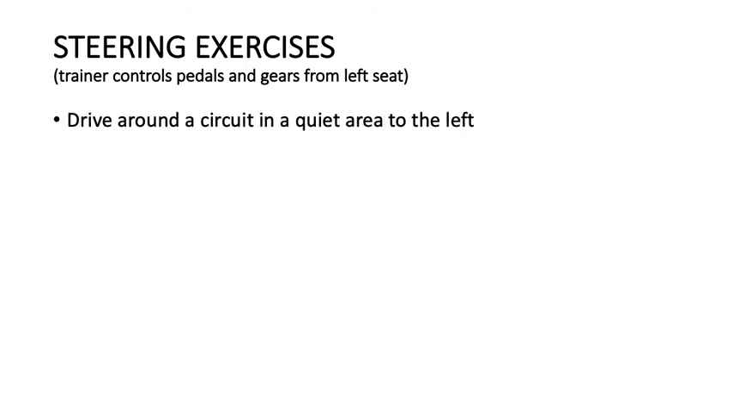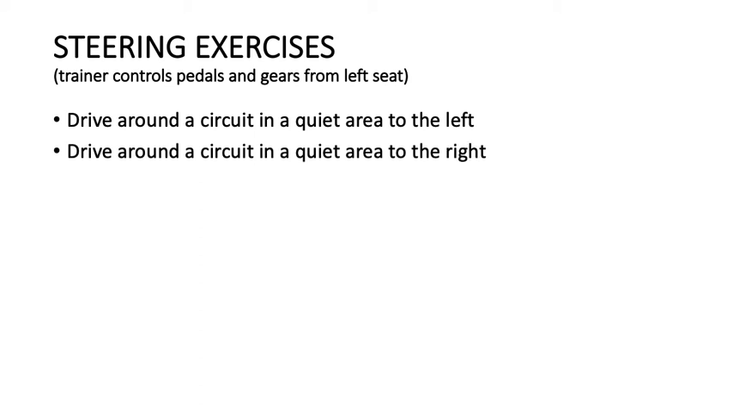Okay, so with our steering exercises, quite often what could occur is you could be in a safe, open area, and the trainer could control the pedals and the gears if required, such as a manual vehicle and the clutch, from the left seat, and the student can look and steer around a circuit in a quiet area to the left and also to the right. And if you want to extend it, they could go in a figure 8 configuration. It just, again, depends on the space that you've got to work with and how busy it is.